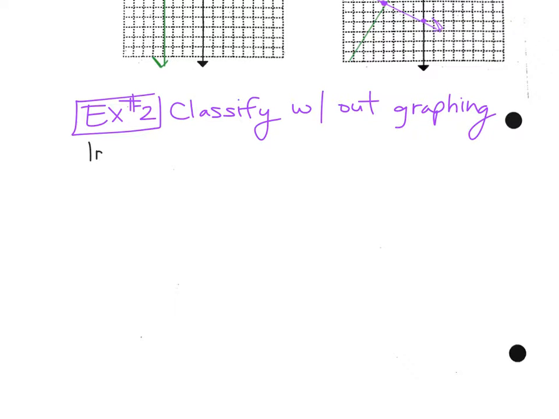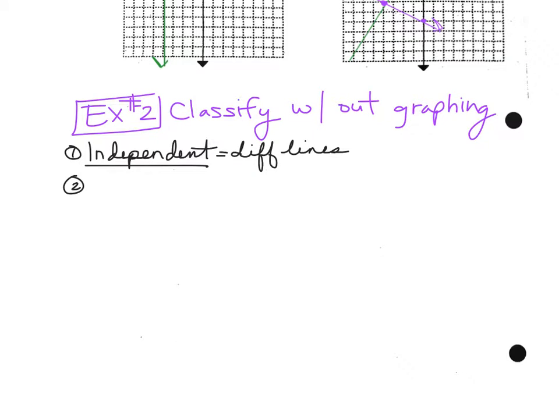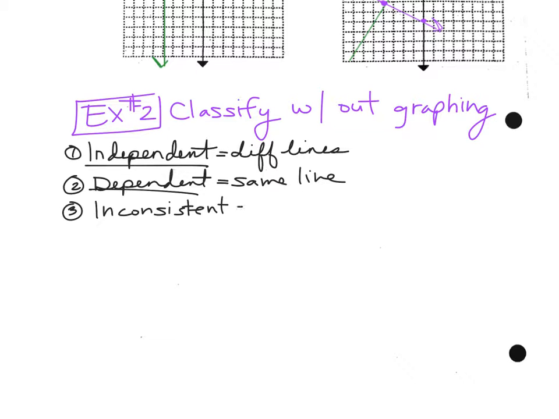So one option is independent. Do you remember what independent meant? 1 point. You had 2 different lines, right? Okay, so that's one option. They might be dependent. Do you remember what that one was? Same line. The same line, one line. Or they might be inconsistent, which would mean you have parallel lines.